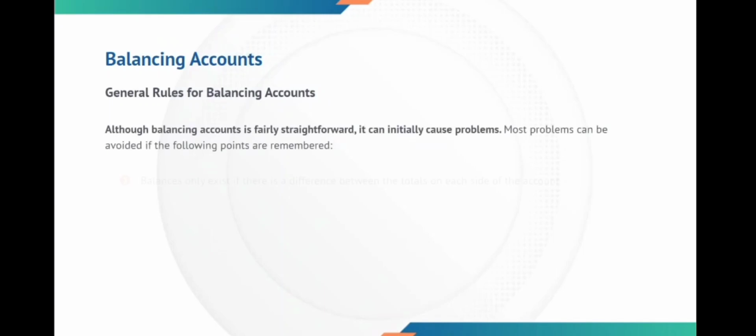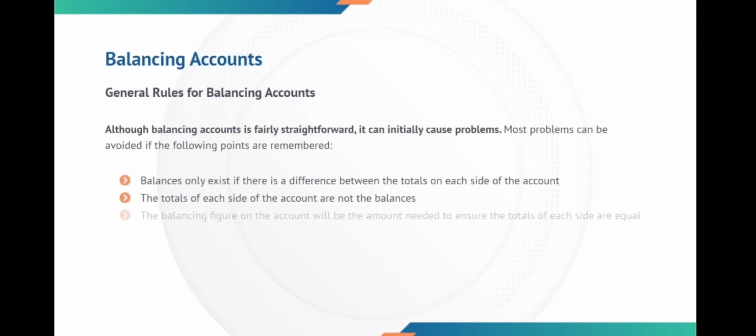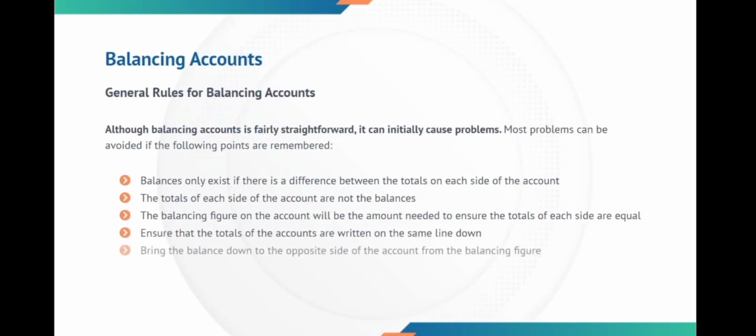General rules for balancing accounts. Although balancing accounts is fairly straightforward, it can initially cause problems. Most problems can be avoided if the following points are remembered. Balances only exist if there is a difference between the totals on each side of the account. The totals of each side of the account are not the balances. The balancing figure on the account will be the amount needed to ensure the totals of each side are equal. Ensure that the totals of the accounts are written on the same line down. Bring the balance down to the opposite side of the account from the balancing figure.